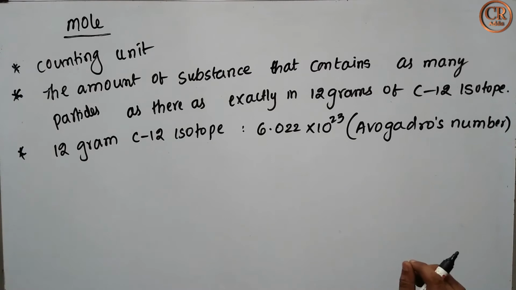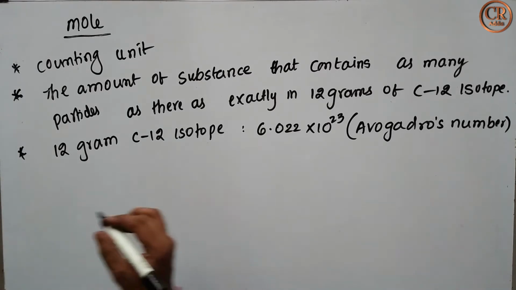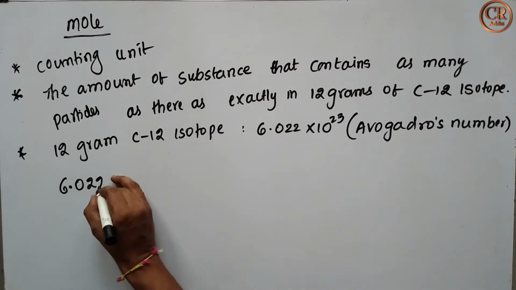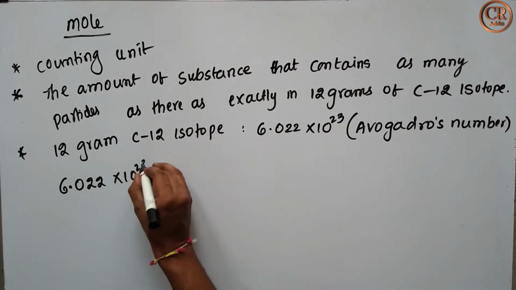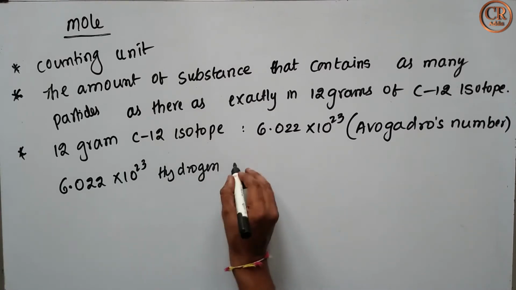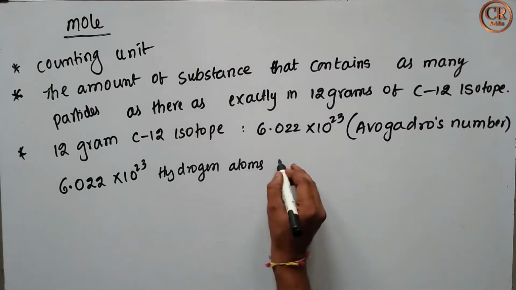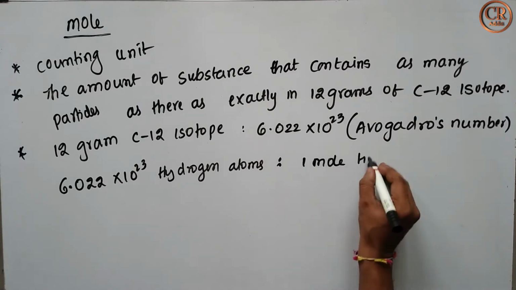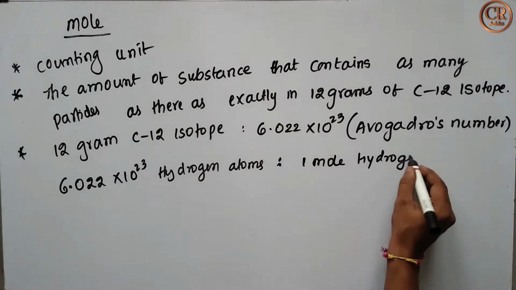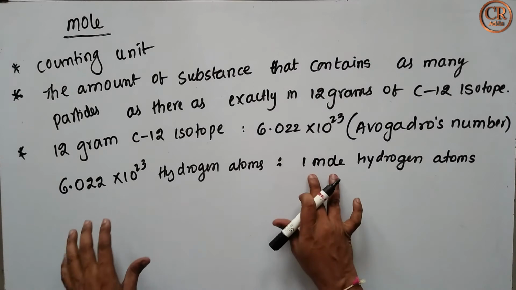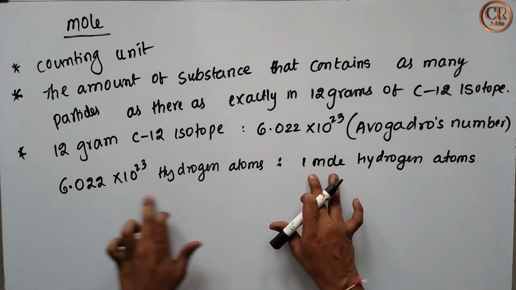Let us take one example. Here, a substance that has 6.022 into 10 power 23 hydrogen atoms. Now this is equivalent to 1 mole hydrogen atoms. Here 1 mole is nothing but anything which has Avogadro number of particles.